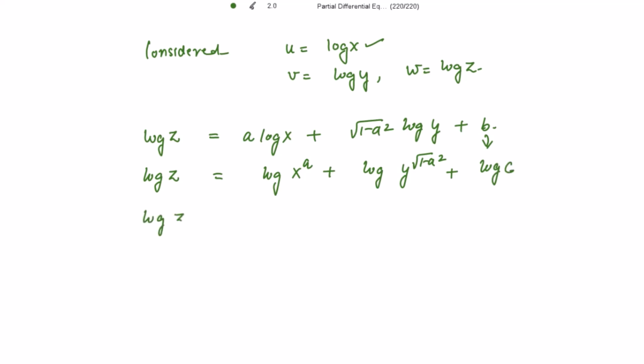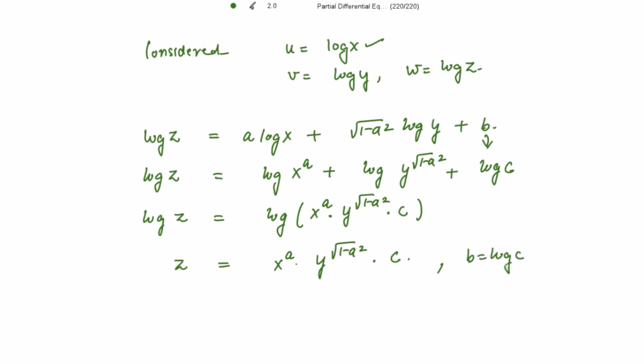So this is log of z equal to, according to the property of logs, the log of these three products multiplied together, and from here we get z equal to x to the power a, y to the power square root of 1 minus a square, into c, where b is equal to log c, the constant. So this is the required complete integral of the given equation.